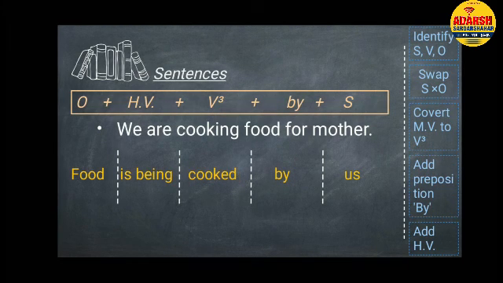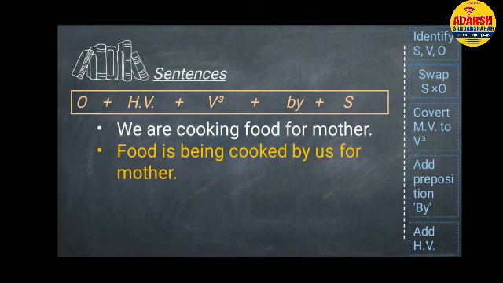Now you can see a sentence which is food is being cooked by us for mother. For mother can be put in the last. So food is being cooked by us for mother. Now let me tell you one thing more, that for mother, which is our other words, we can put it before by also, I mean after the main verb. Both are correct: food is being cooked for mother by us and food is being cooked by us for mother. Both sentences are correct.